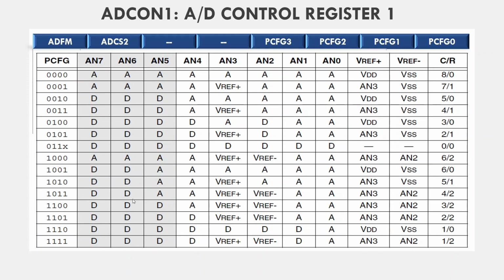Next is 1011. Two channels are digital input, channels 5 and 4 are analog input, and channels 3 and 2 become the inputs to the reference of the ADC comparator, and channels 1 and 0 act as analog input. So the V reference plus for the ADC is coming from the AN3 pin and V reference minus is coming from AN2. The combination is 4/2.